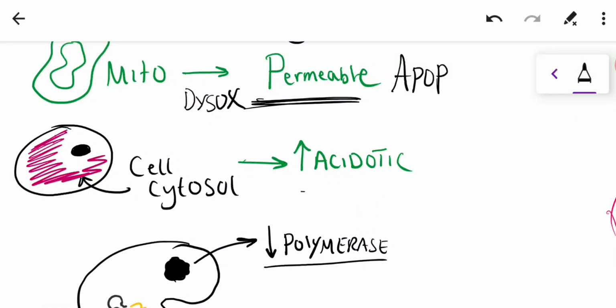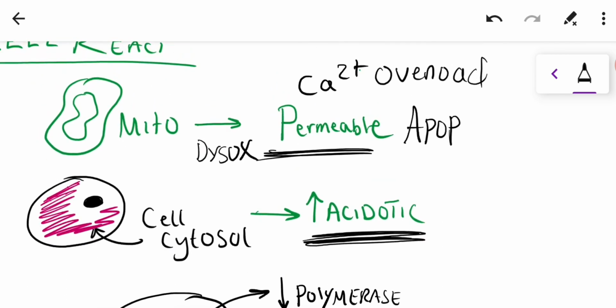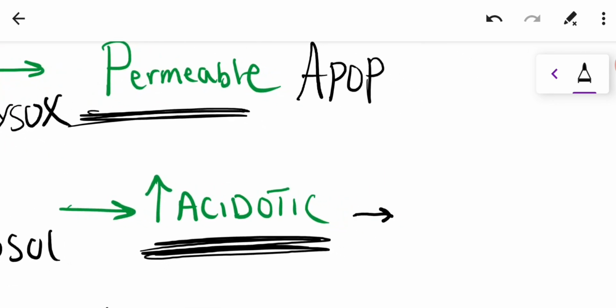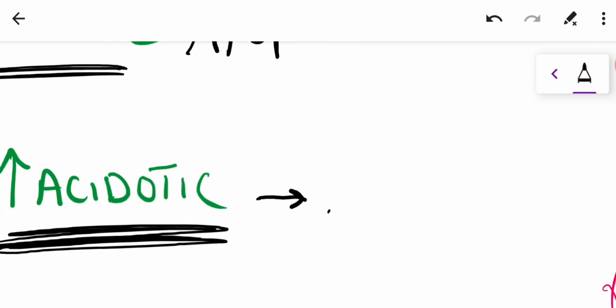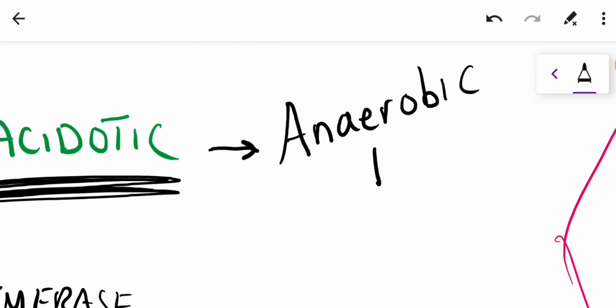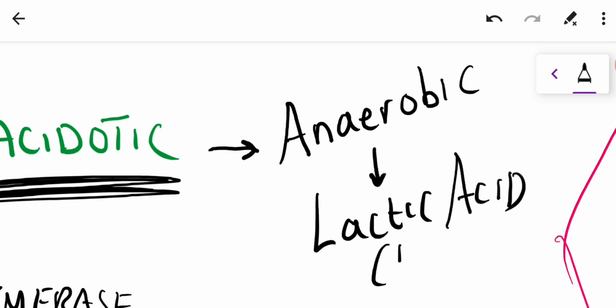Cell cytosol, what's going to happen? It's going to become more acidotic. Why? Because we now have less ATP being made. We need alternative forms of quick energy. So just think of anaerobic respiration, i.e. lactic acid. There's more lactic acid or more lactate being made.